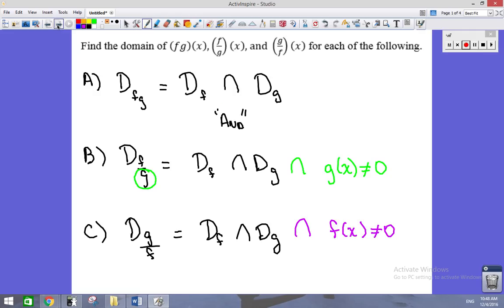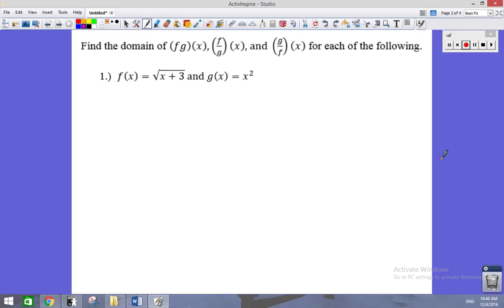So let's do the first one. We have f is given as the square root of x plus 3. g is given as x squared. Let's find the domain of f. To find the domain of f, given an equation, we always start out to find the domain the same way. The domain is a set of all real numbers, but it has some possible restrictions. It's a set of all real numbers excluding any values of x that cause division by 0.